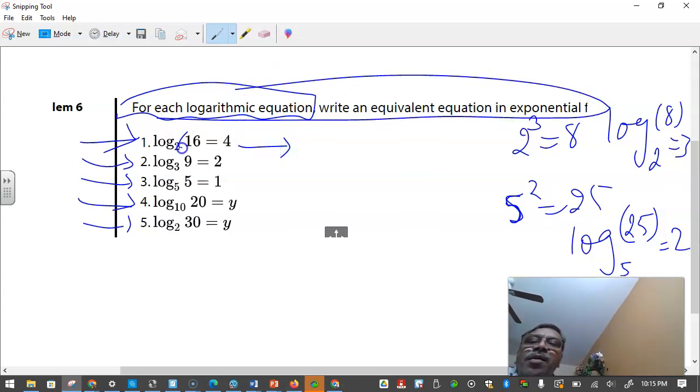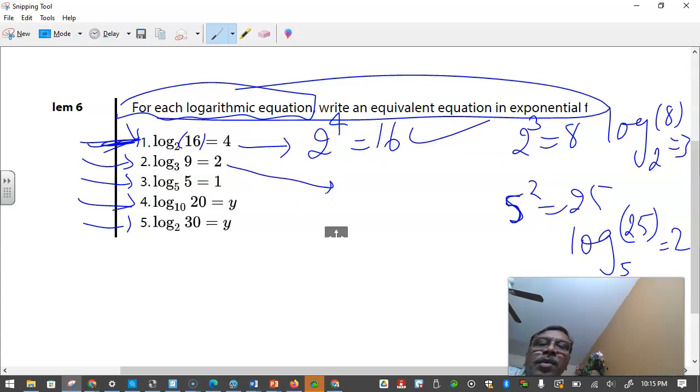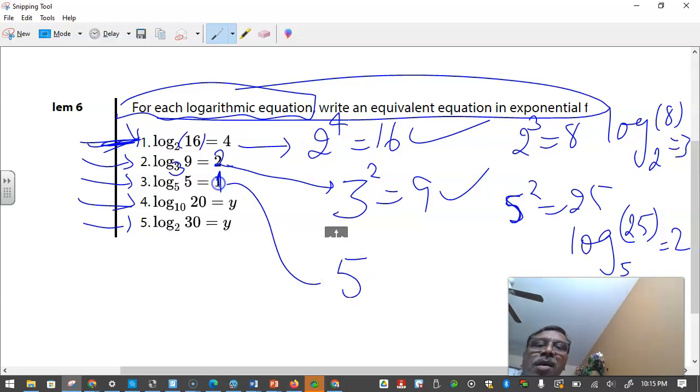So this one is given, the logarithm is given. The base you see is the 2. So for the first one, the base is 2. So you say, okay, 2 raised to 4 is 16. That's it. Yes, that's all you're supposed to write. This one, the base is 3. So you write 3, raised to the power 2 is 9. And you can see it's correct. This one, the bottom one, is 5 raised to 1 equals this one.